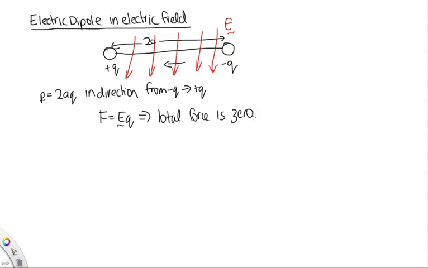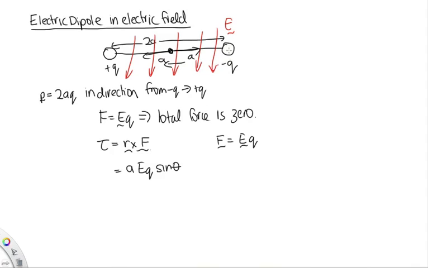However, there is a net torque. Remember that torque is equal to R cross F. In this case, both these charges we can consider as a distance A from the center. And so the distance R is equal to A, and F, we know that the force felt by each of these is equal to EQ, where E is the electric field. So this is AEQ, and then because it's a cross product, we've got a sine theta in there. So AEQ sine theta gives the torque on one of these charges.